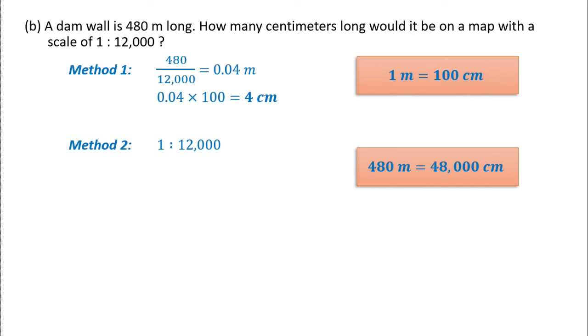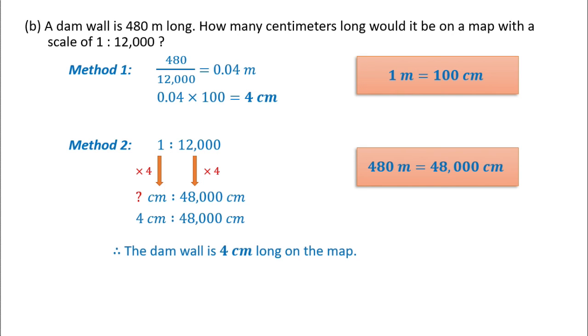So we have here 1 to 12,000. Therefore 12,000 now is for 48,000 centimeters. What could we do with 12,000 to make 48,000? We have to multiply by 4. 12,000 times 4 is 48,000. Of course, you also have to multiply 1 times 4, which gives us 4 centimeters. Therefore, the dam wall is 4 centimeters long on the map.